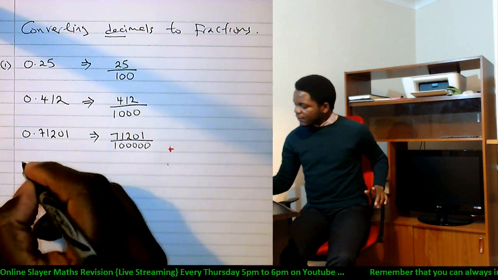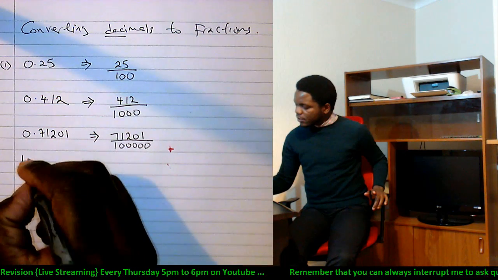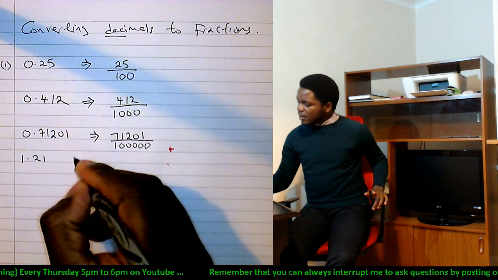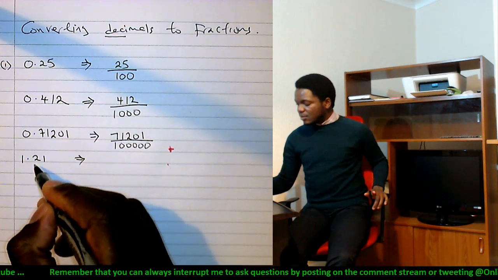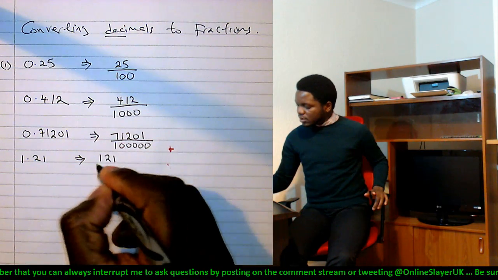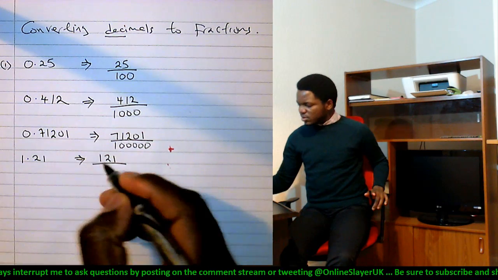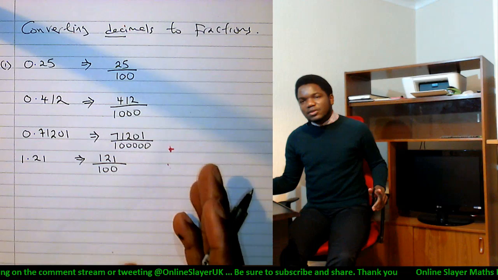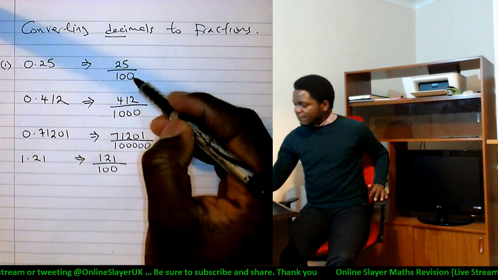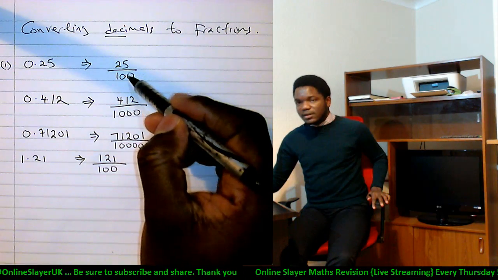Finally, what if I've got something like 1.21? What's that going to be? Same thing. What are the numbers I'm seeing here? 121. How many decimal places? Just 2. So that's going to be 2 zeros underneath. And fine. The only problem you're going to have is if you refuse to go further to simplify.